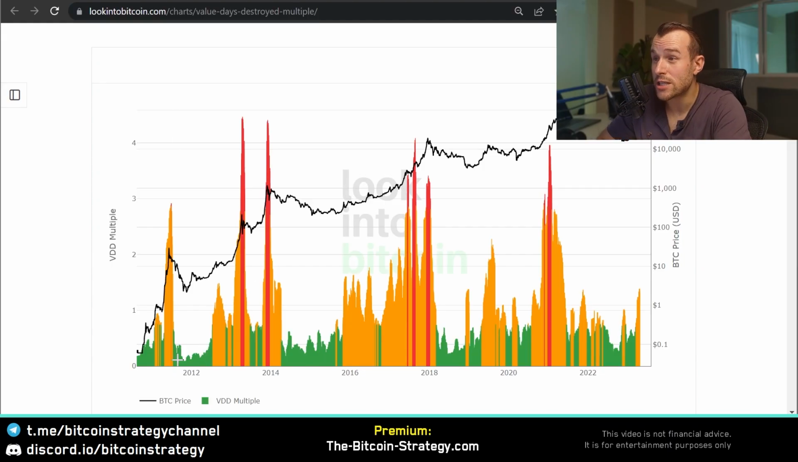So the top signal is not necessarily price related. It's simply on-chain metric related. When are the long-term investors offloading? When are all the people that dollar cost averaged in selling? And you simply want to follow these smart people.